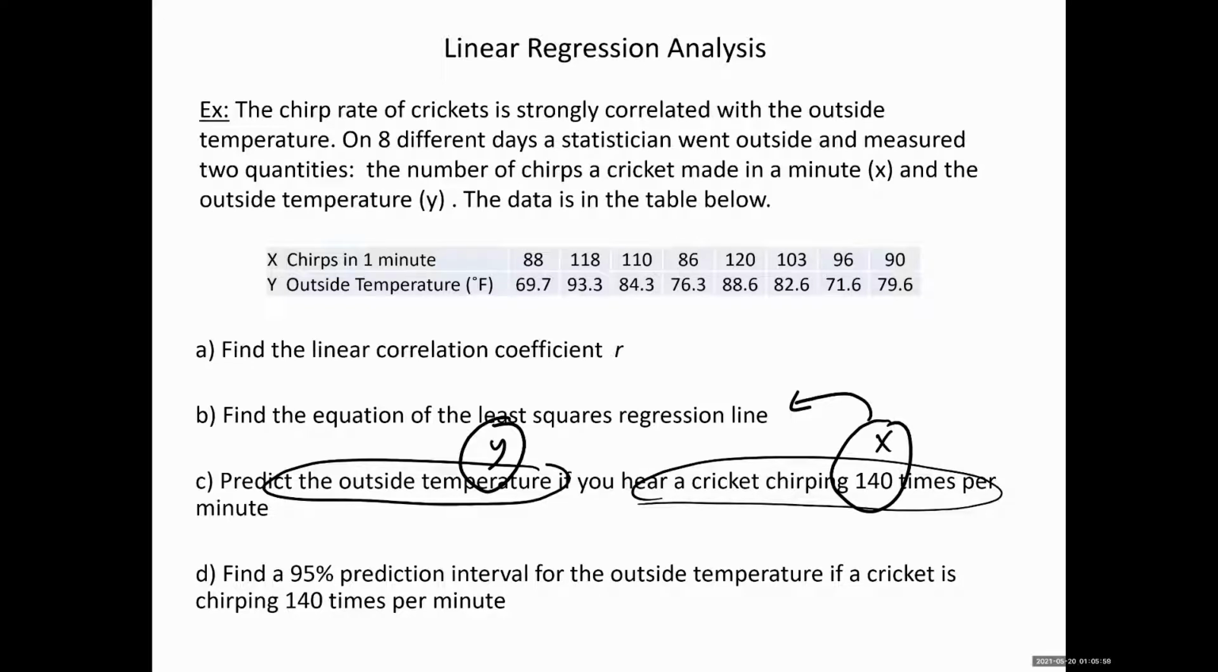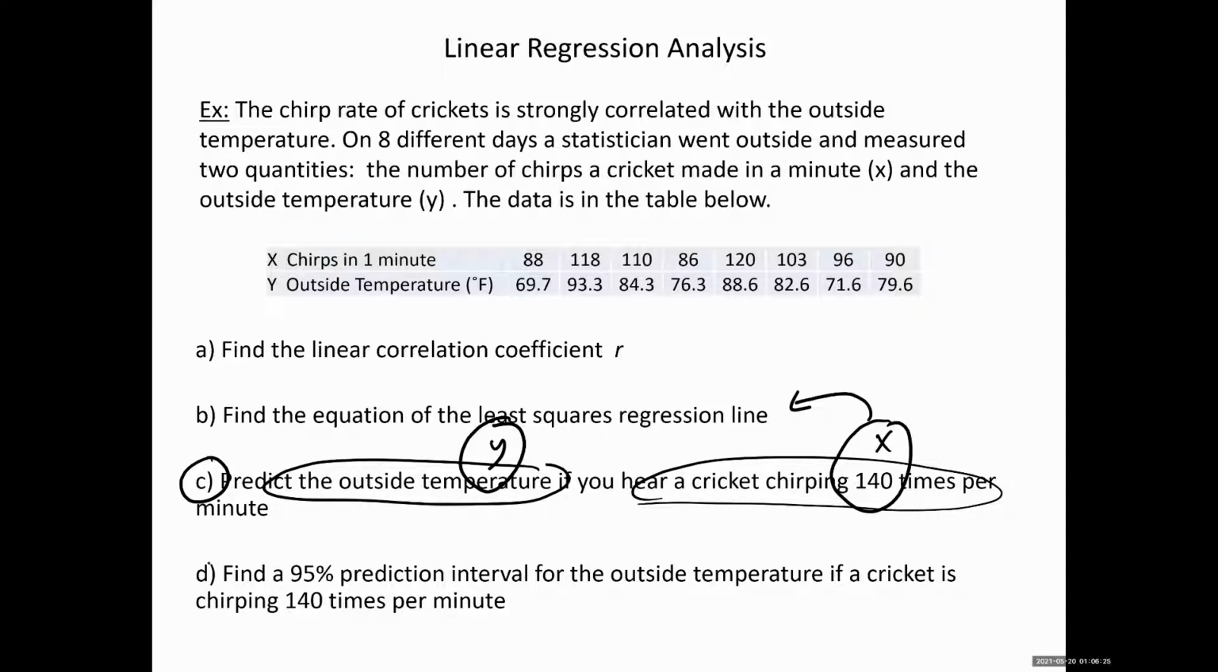And then the last thing, which is probably the hardest thing, is confidence interval stuff. We've done this before in chapter 9. Once you predict the outside temperature, you're just going to get a 1-number guess when you're done with part C. We don't want a 1-number guess because we're probably going to be wrong. If you say, I think the outside temperature is 93 degrees, and it's 94 degrees, you're wrong. We don't want to be wrong.